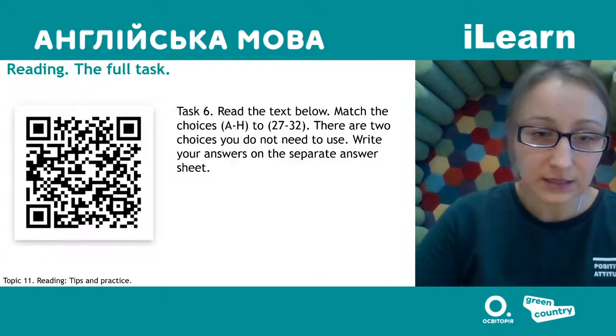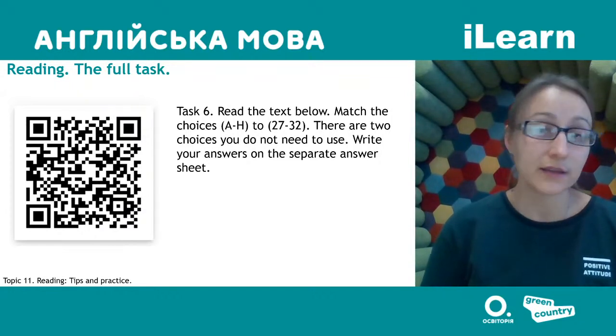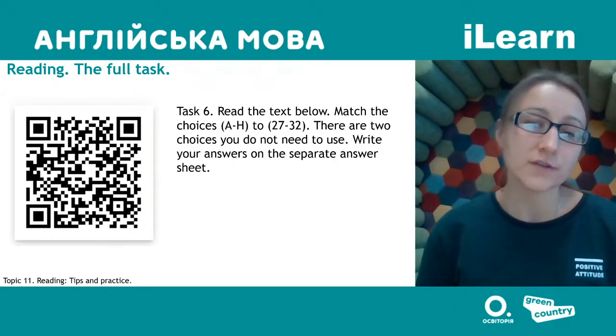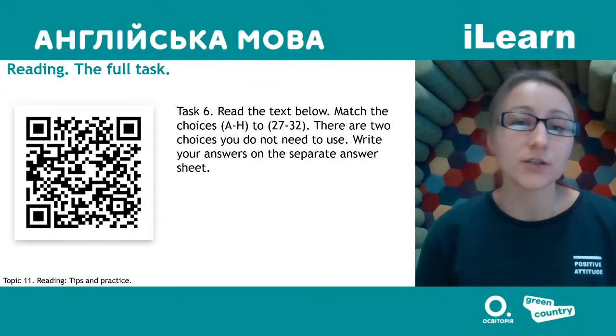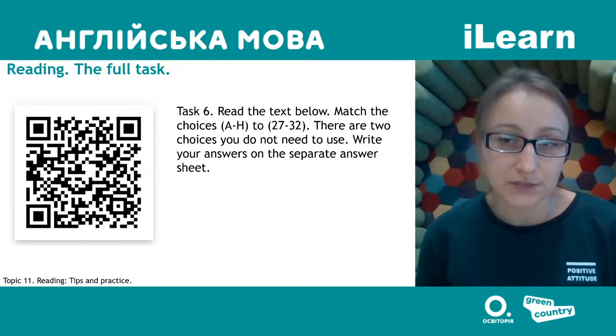So, let's go to the task. Usually, the instructions are like that. So, read the text below. Match the choices A-H to 27-32. There are 2 choices you do not need to use. Write your answers on the separate answer sheet.